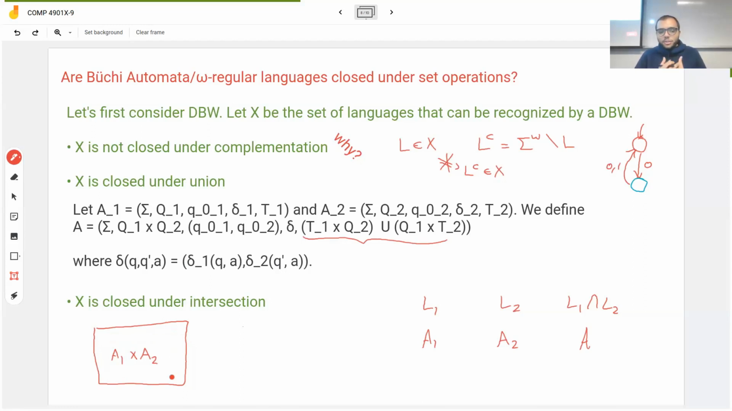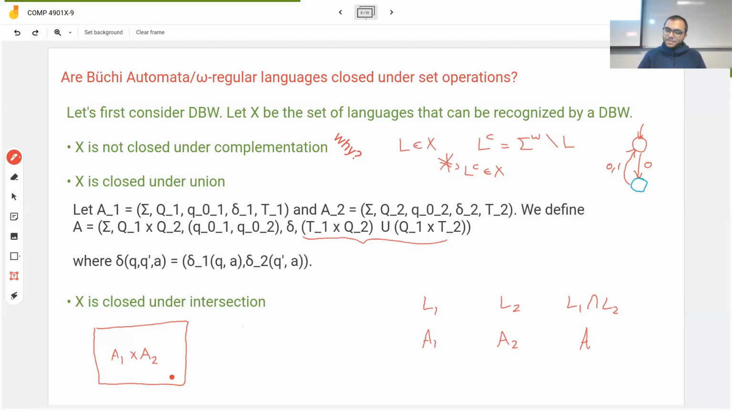So again, I want to simulate both A1 and A2, but I want a run to be accepting if it sees both T1 and T2 infinitely many times, right? Previously, I just wanted to say if it sees either T1 or T2 infinitely many times, and that was easy. But now I need to see both of them infinitely many times. And I can't just take the product because I might not want to see them at the same time.